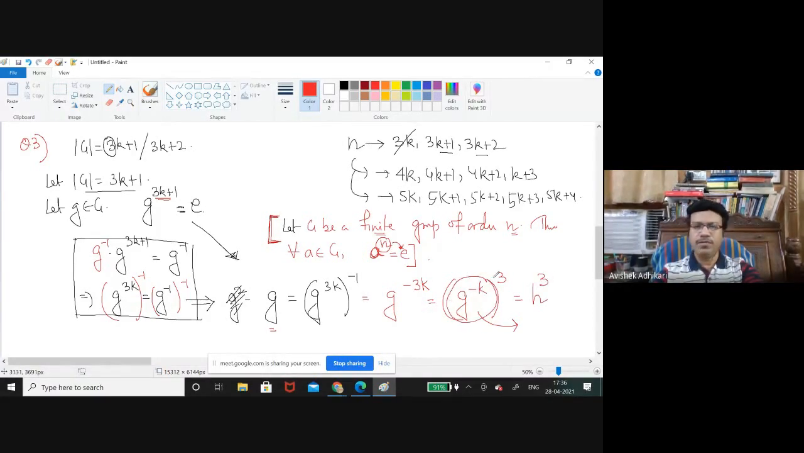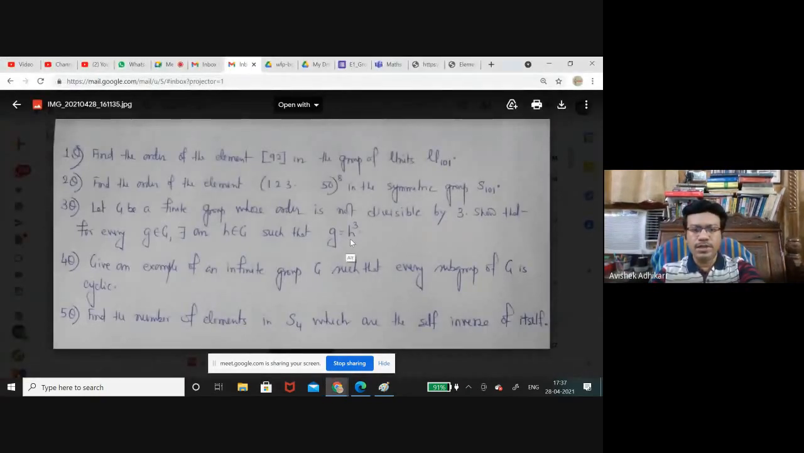Is it clear to all of you? So we had G inverse, and then I am doing inverse again on both sides. Then we get the inverse of G inverse, that becomes G, and that becomes this. So for this G, I have some H. What is H here? So H equal to G to the power of minus k, such that G equal to H cube. That's what we need to prove. G equal to H cube.